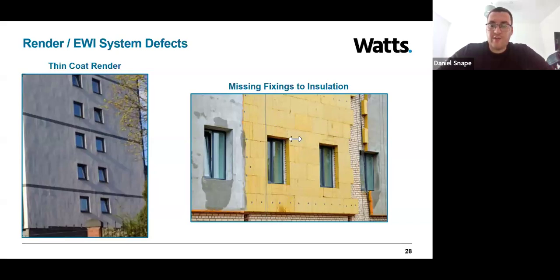If these are missed from the installation process, it can cause the insulation to detach from the substrate beneath. Now, typically this would have a bonding agent behind it, but it shouldn't be relied upon. Fixings are there for a reason. If they're missed and render is applied to it, it can cause issues to that render applied on top.